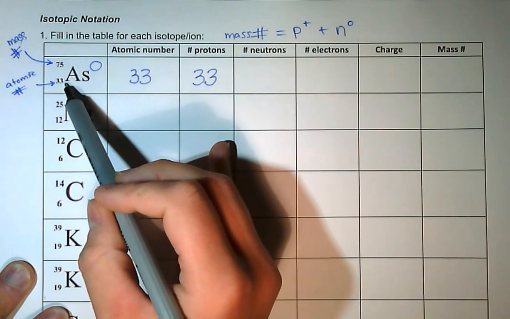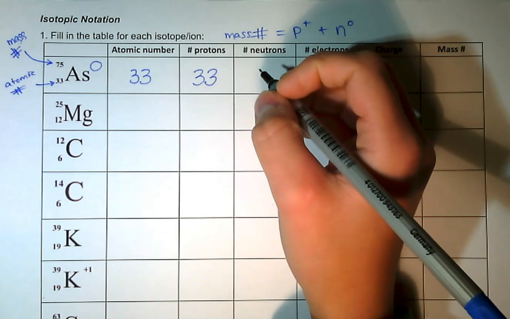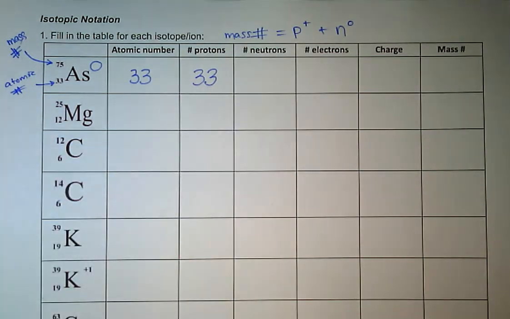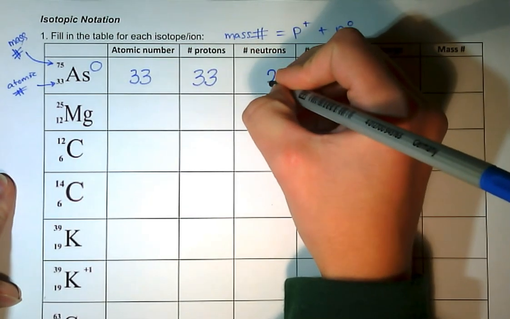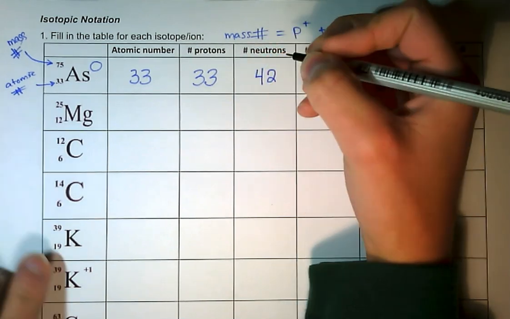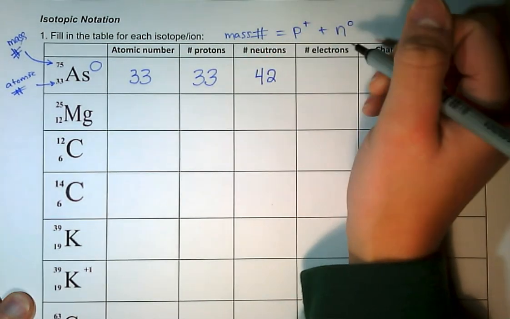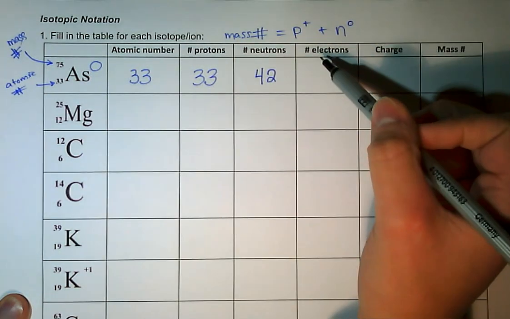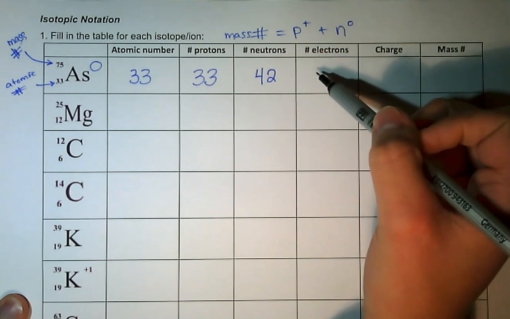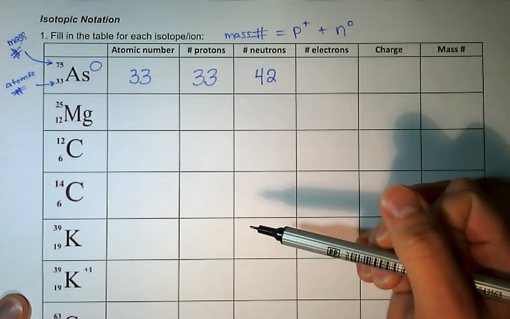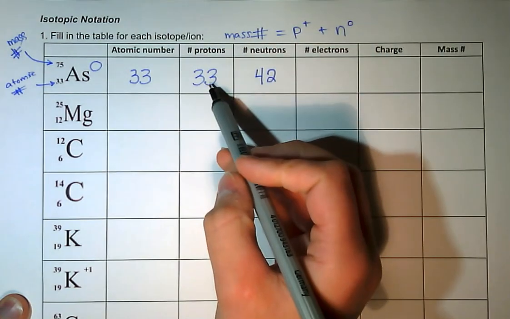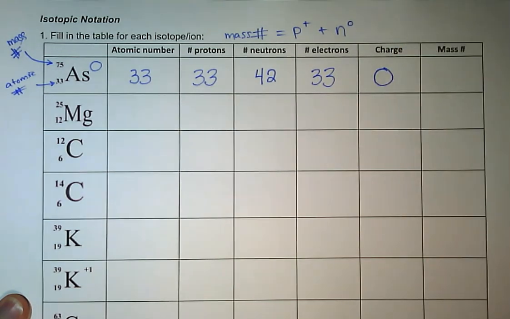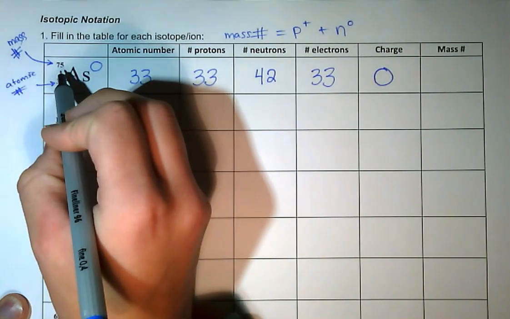So 75 minus 33, and just to be sure that we get this right, we could use a calculator if you want to, or you can do it in your head. So 5 minus 3 gives me 2, 7 minus 3 gives me 4, so there are 42 neutrons here. And then number of electrons. Since arsenic here has no charge, we know that the number of electrons must be equal to the number of protons, because protons are the only other charged particle. So since there's 33 protons, we have 33 electrons as well. Our charge would be 0 to indicate that it's neutral, and our mass number, of course, is 75.